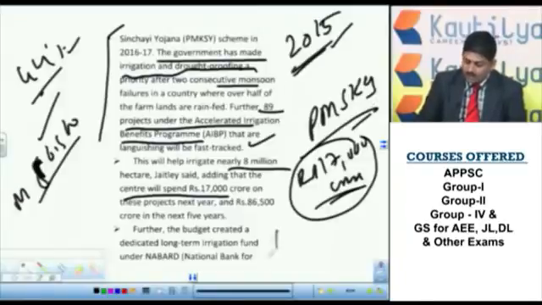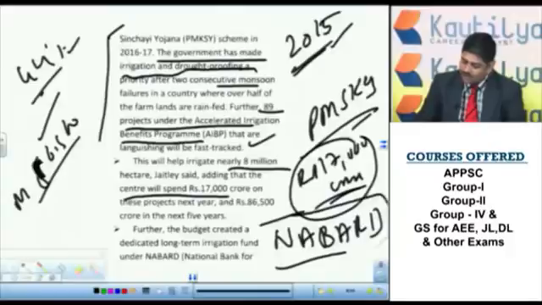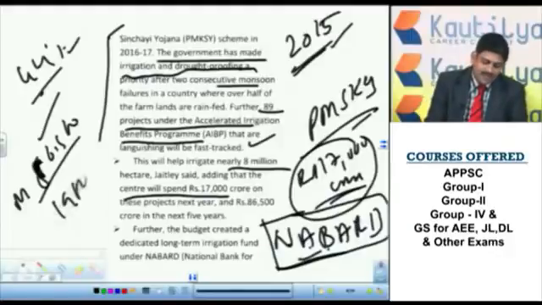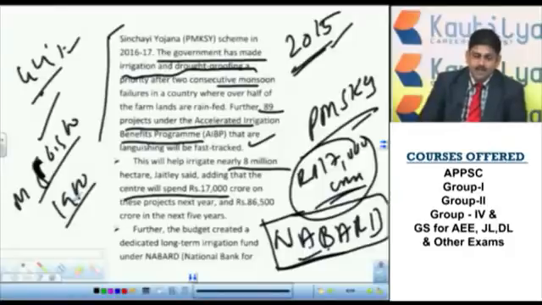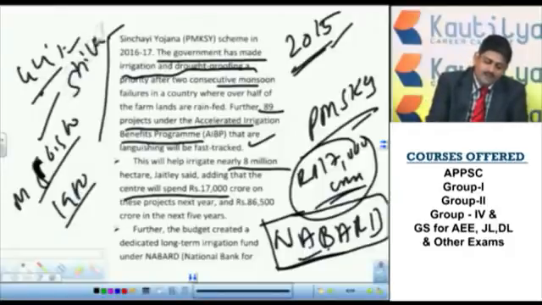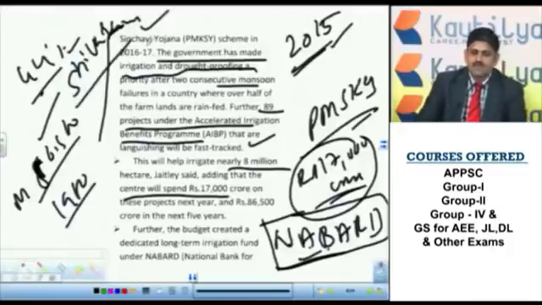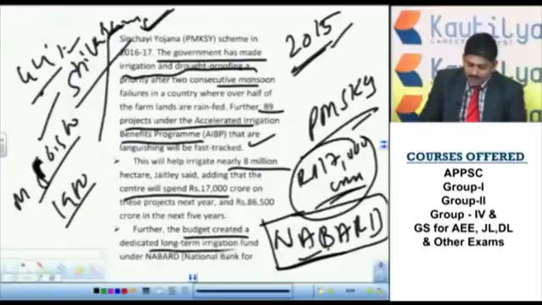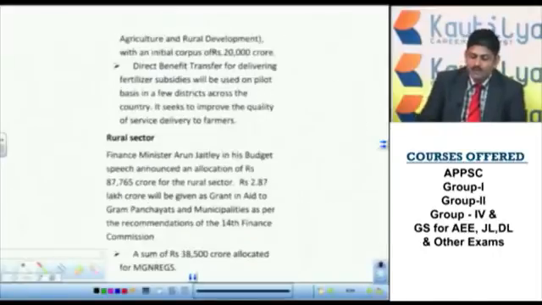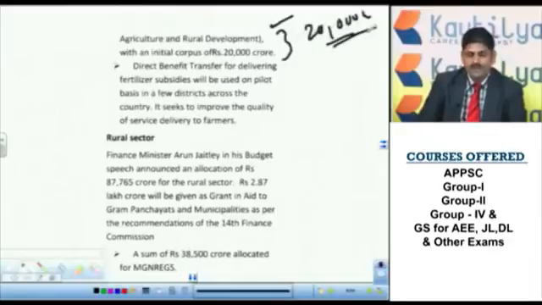Next, NABARD. Under NABARD, another specific provision is there. What is this NABARD? NABARD is a bank, the National Bank for Agriculture and Rural Development. It was established in the 1980s on the recommendation of Shivaraman. This is a stock GK question: NABARD was established on whose recommendations? Shivaraman's committee recommendation. Now, the budget created a dedicated long-term irrigation fund under NABARD. This is the important one. Its initial corpus fund is 20,000 crore. This is a very, very important one.